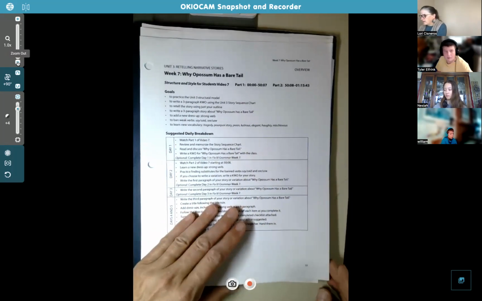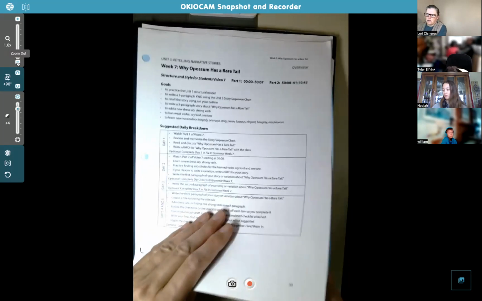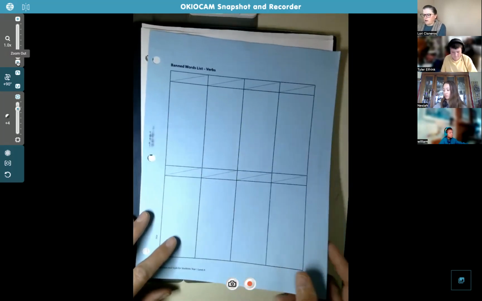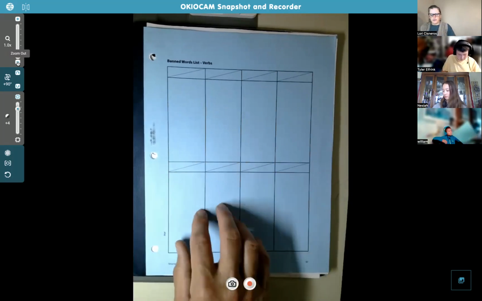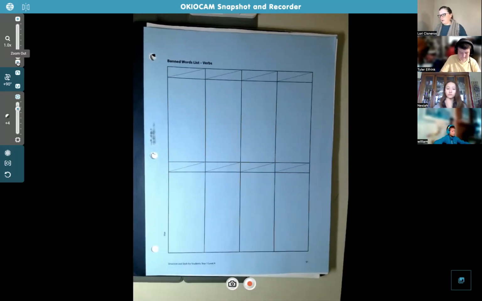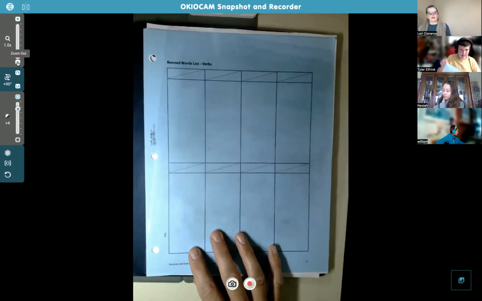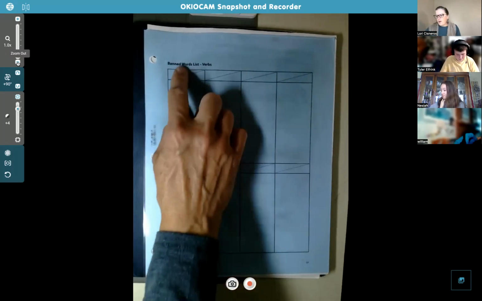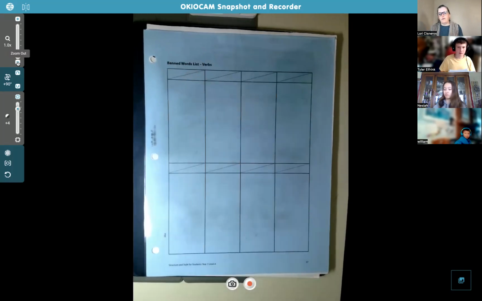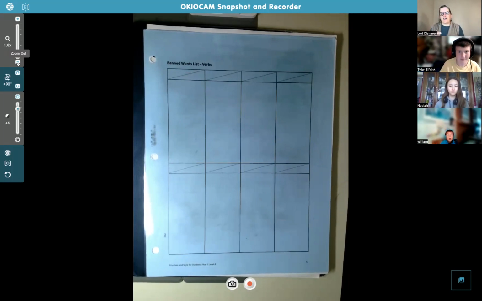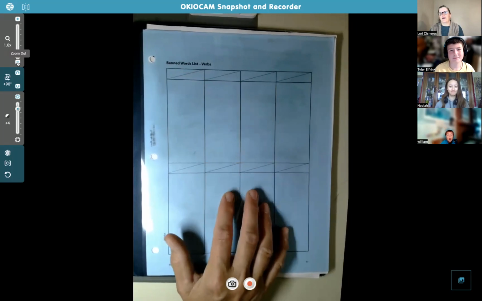Okay, good. Let's start with the blue page in this set of papers here. This is page 57 from what you just took out. So we're going to start on this blue page. Now, at the top of the page, you're going to see that word banned words list. Now, banned means not allowed. And so these are words that you are no longer able to use. I see you laughing there, Tyler. Do you remember these from before?